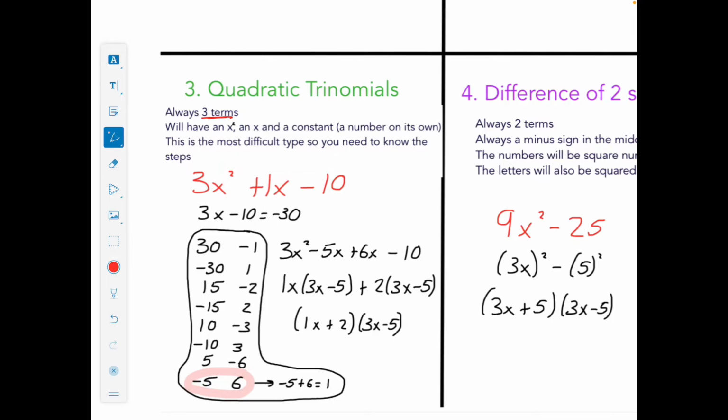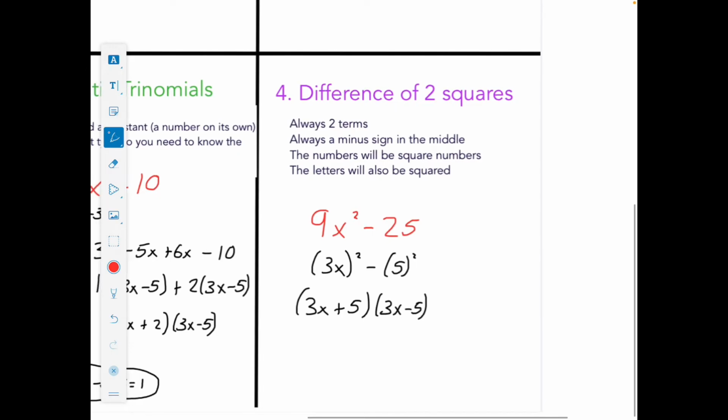Okay, so it'll always have an x squared, an x, and a number. I would say this is the most difficult type. There's steps. We'll go through the steps in a minute for how to do them. And then finally, difference of 2 squares always has 2 terms.